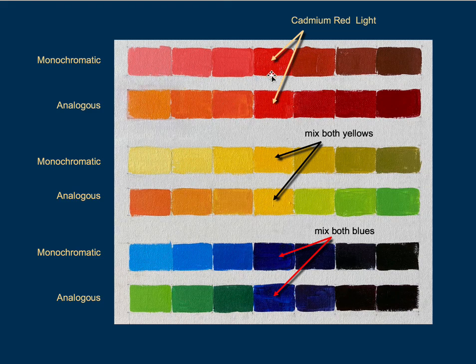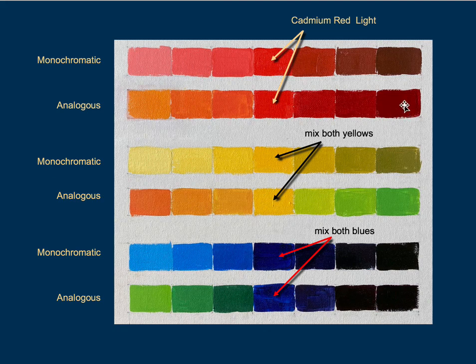So in the monochromatic one, let's say in the red one, I want you to use cad red light, paint it in the middle. You're going to have 7 steps, and then add white on the left and add black gradually more and more on the right. And that's going to give us our monochromatic red. The next chord is going to be your analogous red. So you're going to go towards yellow this way, and you're going to go towards purple this way. And you'll notice you can see the difference here.